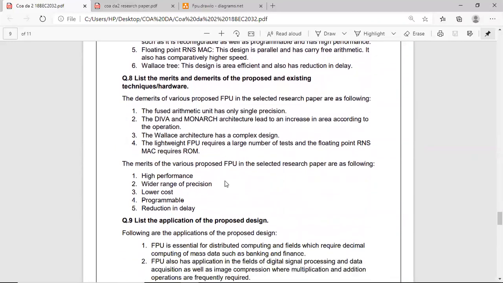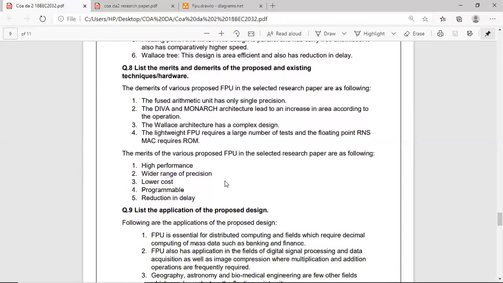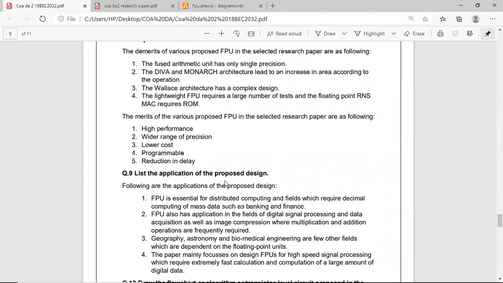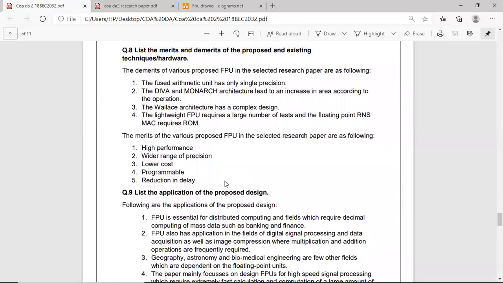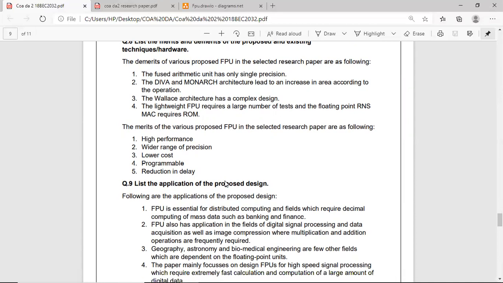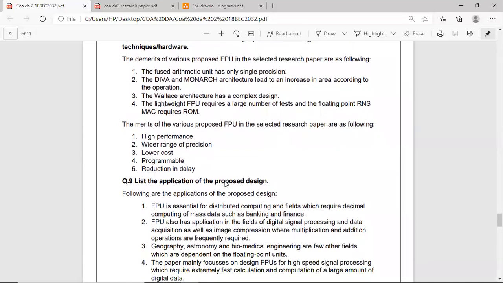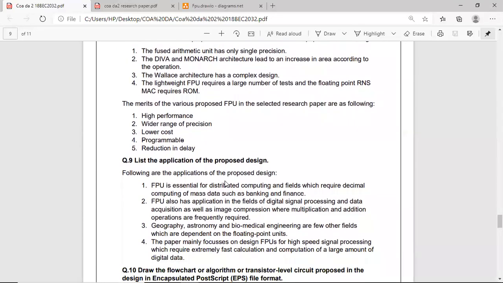The eighth question asks us to list the merits and demerits of the proposed architecture. The merits, as explained in the previous questions, were the high performance, lower cost, reduction in delay, wider range of precision, and programmable. The demerits, when discussed, came out to be their complex design, only single precision, increase in area according to the operation, and the requirement of a large number of tests during the construction of the floating point unit.